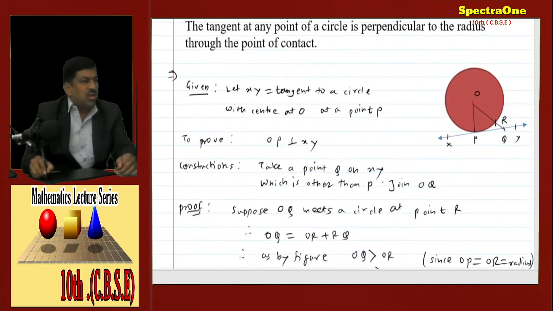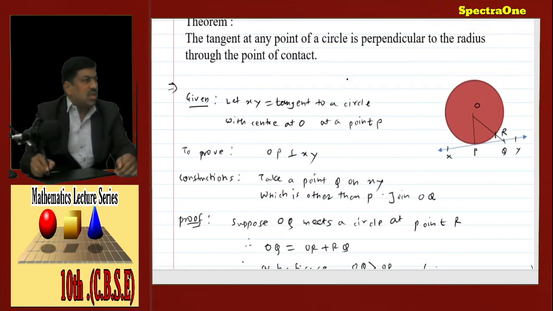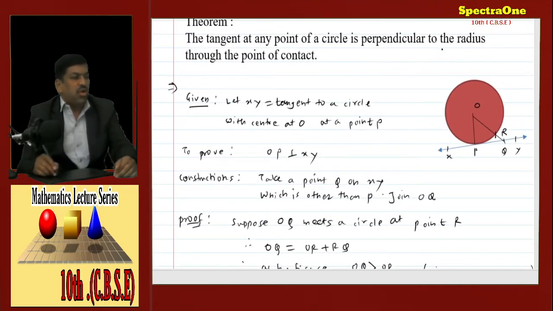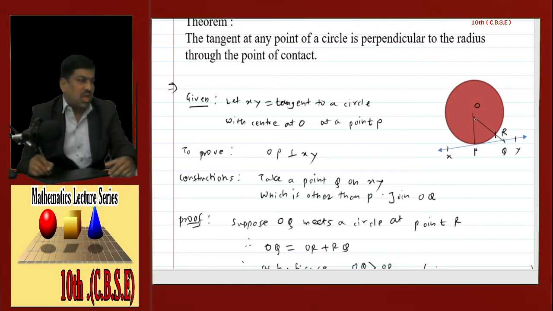What was the idea to prove this? See, what is the theorem? The tangent at any point of a circle is perpendicular to the radius through the point of contact. So we have drawn a circle having center at O. OP is the radius. XY is the tangent drawn to the circle which is contacting at P. We have to prove that OP is perpendicular to XY.